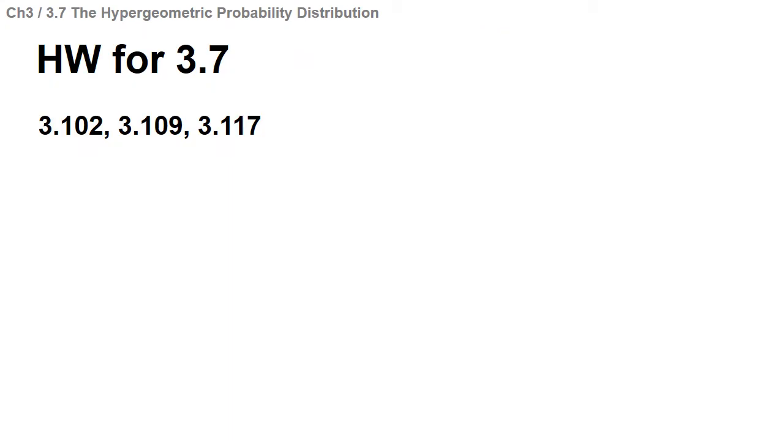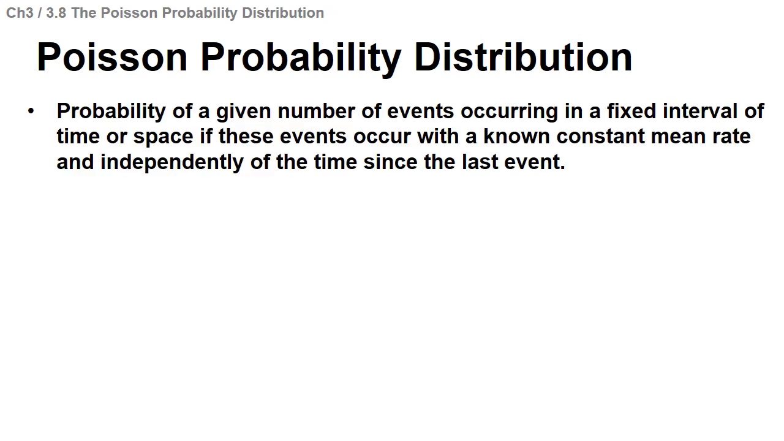Okay. Homework for chapter 3.7 is as follows. Chapter 3.8 is about the Poisson distribution, which is used for modeling the number of events in a time interval. So it is about the probability of a given number of events occurring in a fixed interval of time or space, if these events occur with a known constant mean rate and independently of the time since the last event.